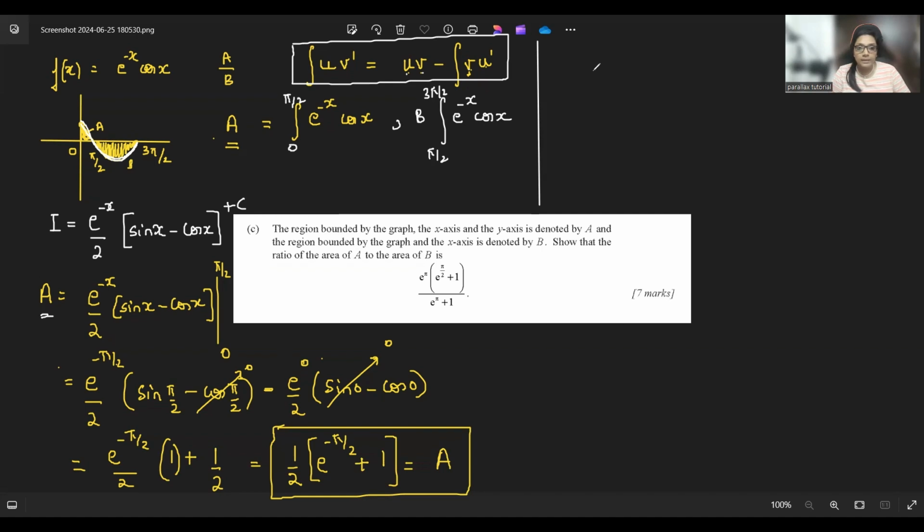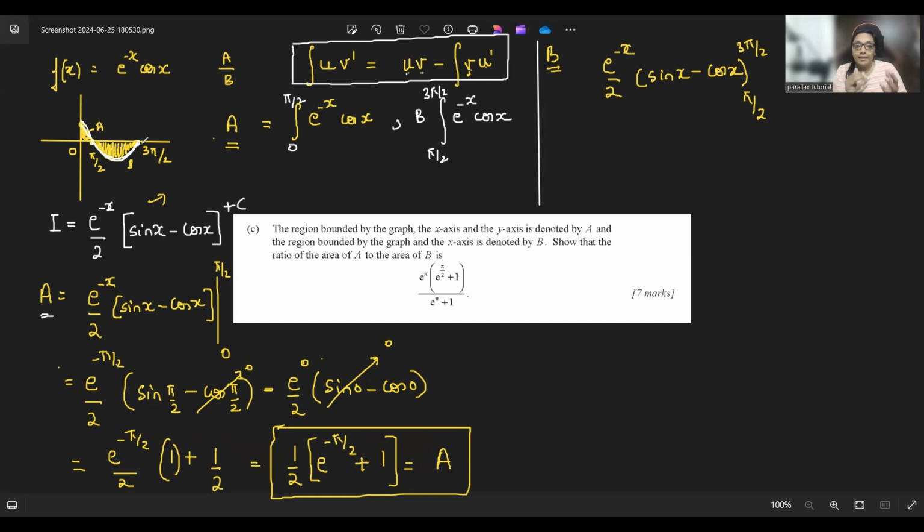So for region B now, all you need to do is use the same formula, which is I was e to the power minus x by 2 times sine x minus cos x, and the whole thing is from pi by 2 this time to 3 pi by 2. How did I get that? If you look at region B over here, it is between pi by 2 and 3 pi by 2.